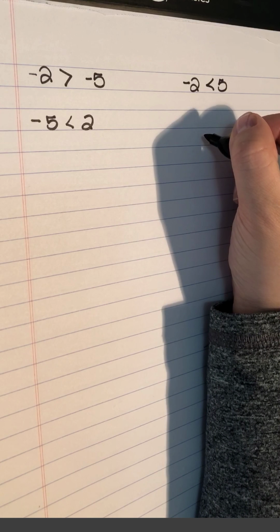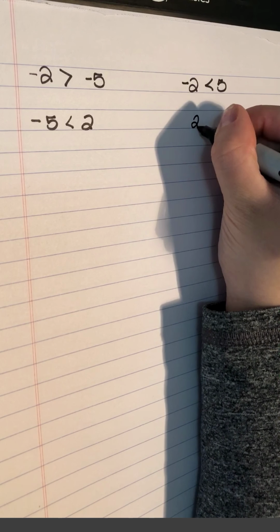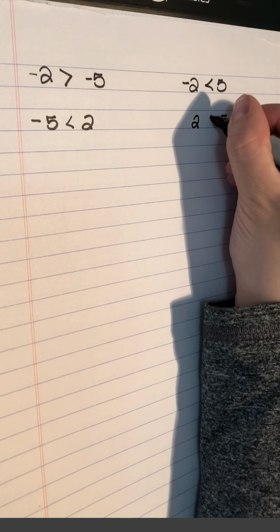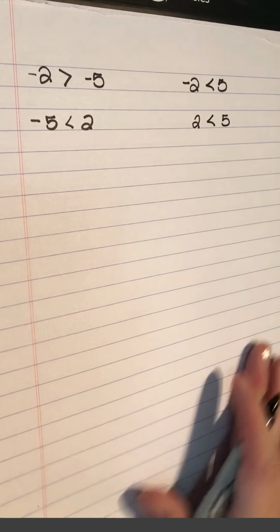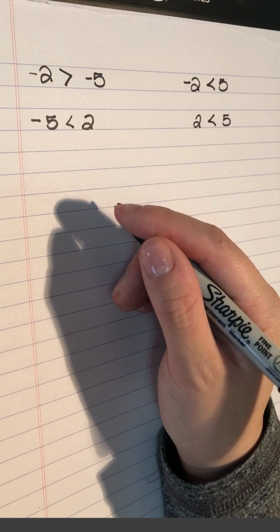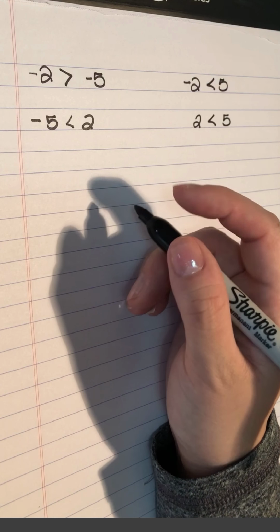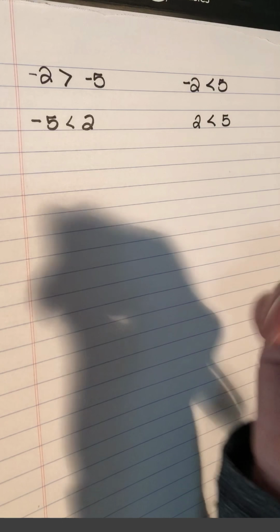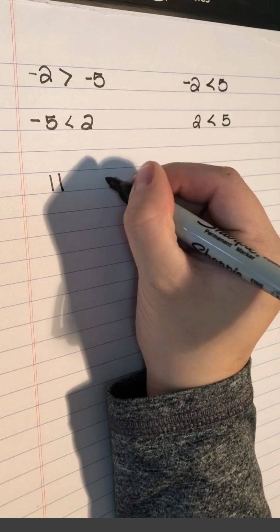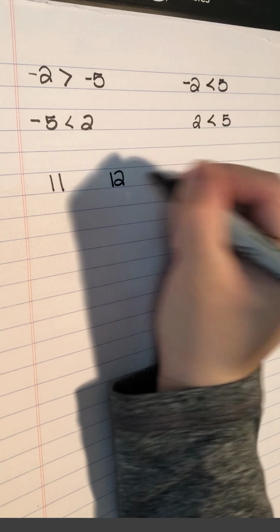Now let's compare, let's see here. Let's say 2 and 5. What's the bigger number here? 5, of course. Remember, positive numbers are always bigger than negative numbers. When you're comparing two negative numbers, which one is closer to 0? That would be the bigger number. The pointy part of the inequality symbol is always facing the smaller number.